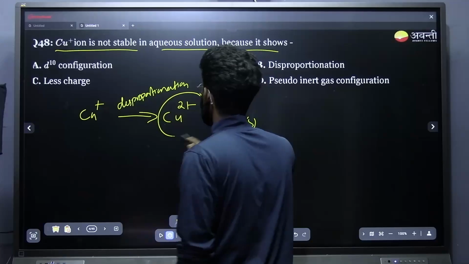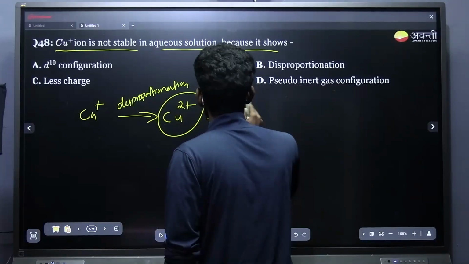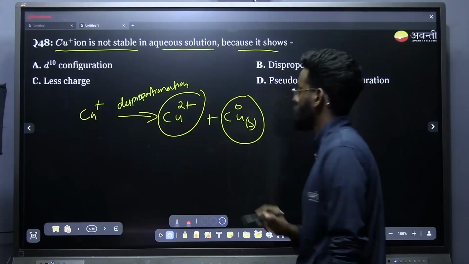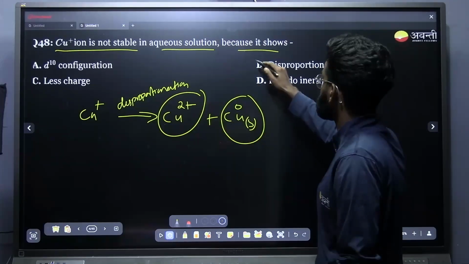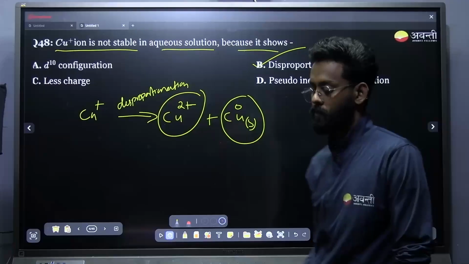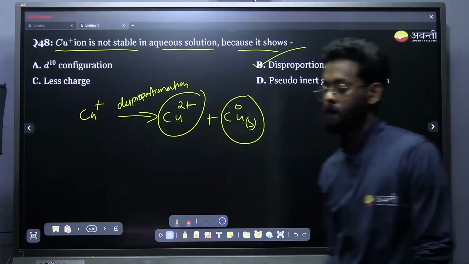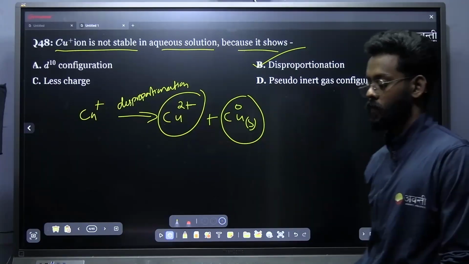What is the reason why it can undergo disproportionation reaction? Because Cu which is in plus 2 oxidation state is also stable, and Cu which is in 0 oxidation state, this is solid, that is also more stable. So it can undergo disproportionation reaction. So that is the correct one. Got it everyone? Shall I move? Okay, thank you.